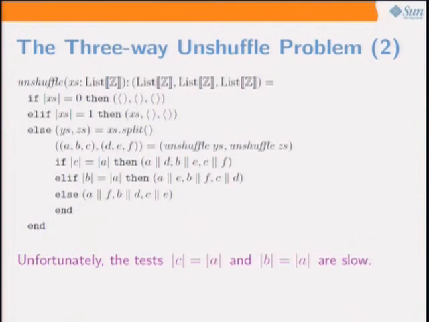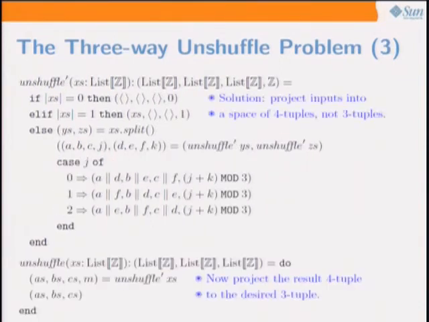Unfortunately, these tests are slow. To find the length of a list represented in this tree style takes some time. It takes linear work and it takes at least logarithmic delay. So we're going to speed up this code by using a conjugate transform into a richer data space. Instead of computing on 3 tuples, we're going to compute on 4 tuples. And so I've made this function unshuffle prime, which operates on 4 tuples.